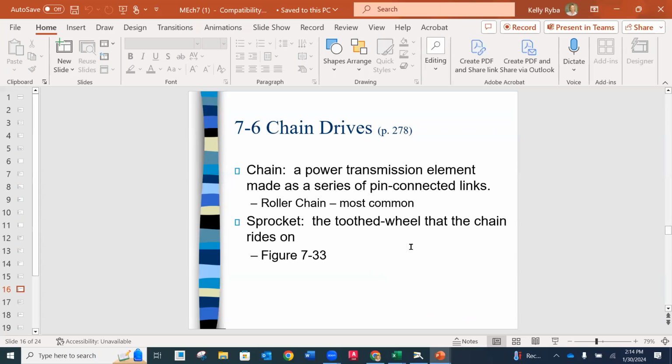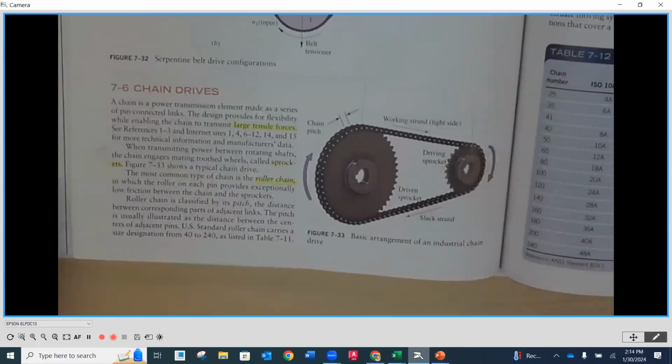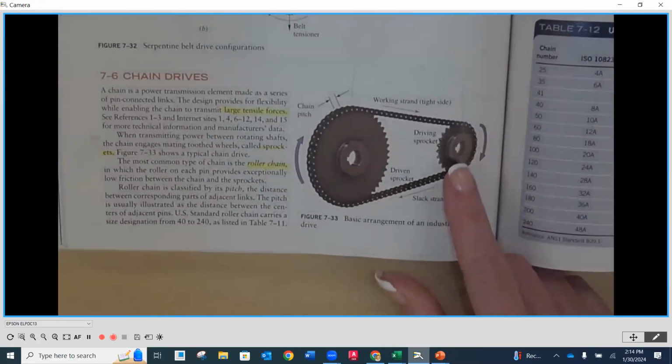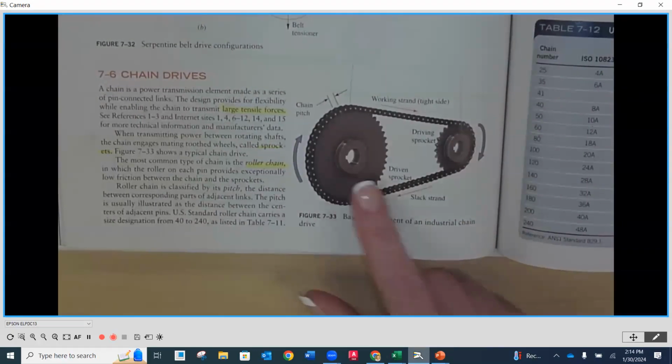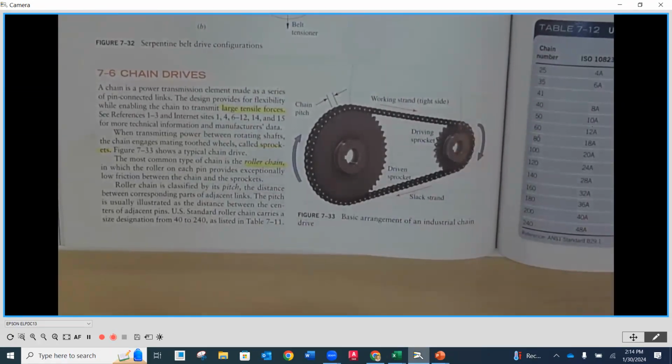If we look at page 278 and illustration 733, we're going to see an arrangement here, or a picture of an arrangement where we have the sprocket of the input, sprocket of the output, or the high speed, low speed, and then the chain going over the top. Okay.